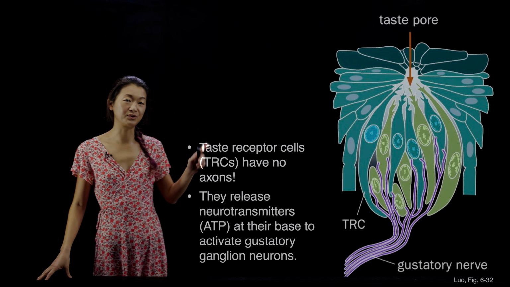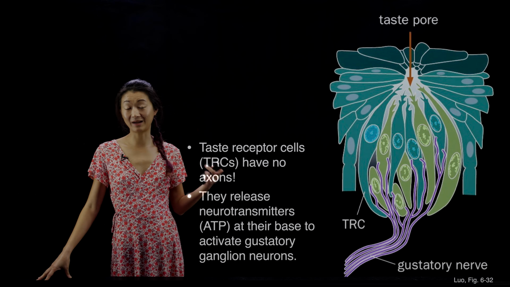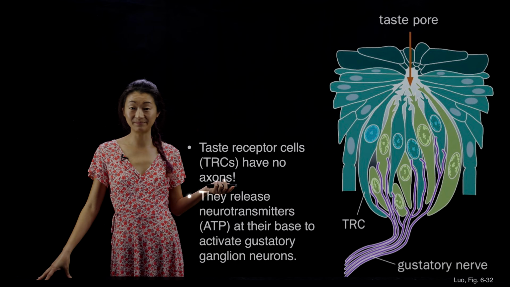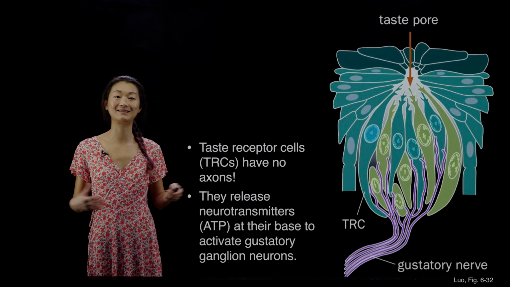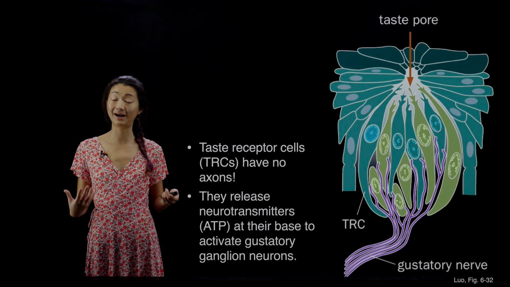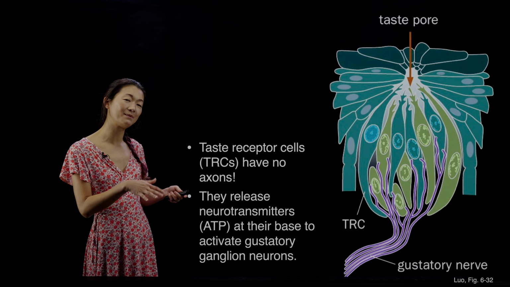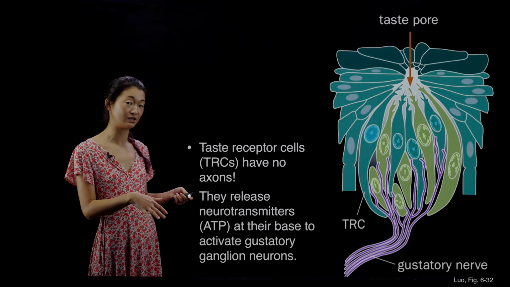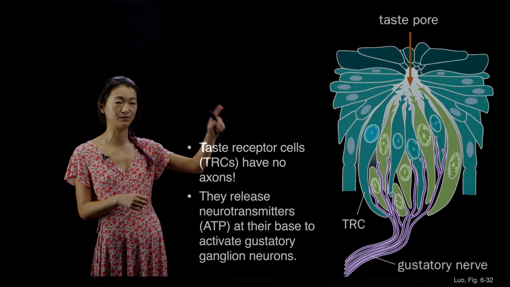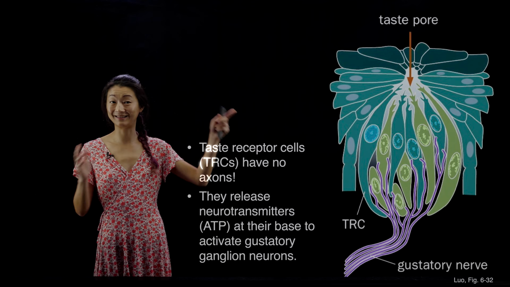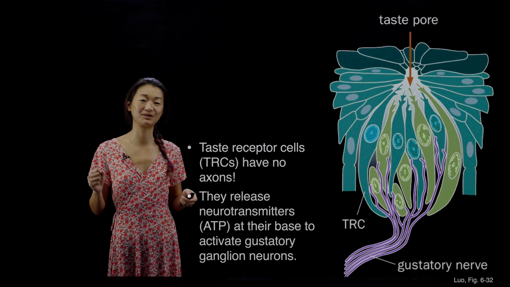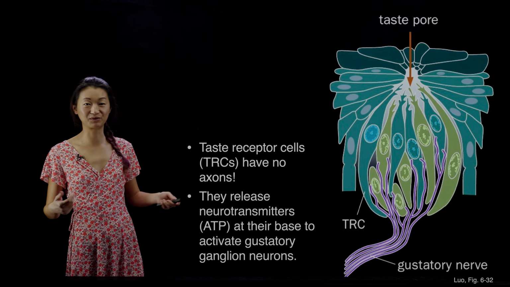well, this is a preview, but your umami taste receptors are actually activated by glutamate as a ligand. So when you have glutamate in the environment, it tastes savory to it because that's one of the amino acids. So it may not be that much of a surprise that you can't actually use glutamate as a neurotransmitter when your receptors are trying to detect glutamate in the environment. So here they use ATP. Okay, kind of a cool fact.